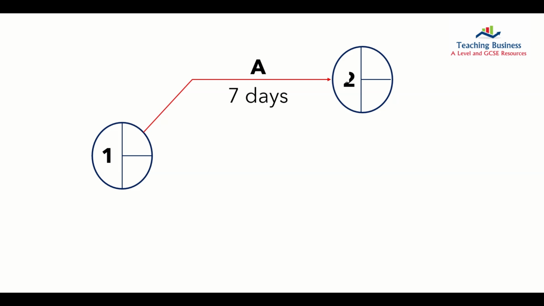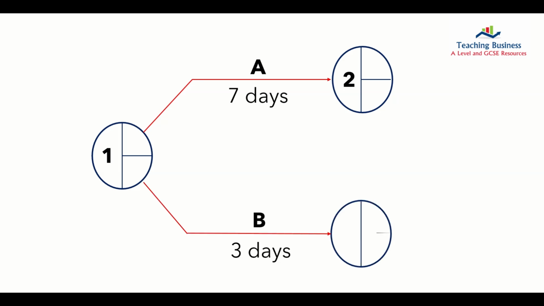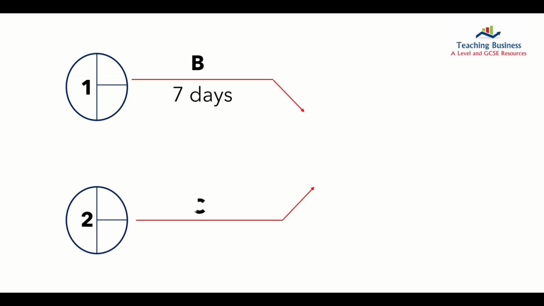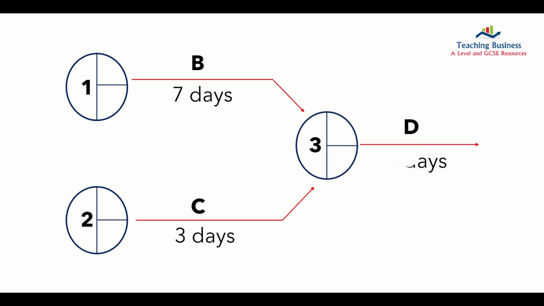When more than one activity can start at the same time, we call them simultaneous activities. In this example, notice how tasks A and B can both start straight away. A dependent activity is when one task cannot start until another one has been completed. Here, we can see that activity D can only start once both activities B and C have been completed.